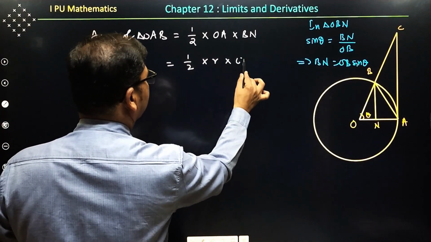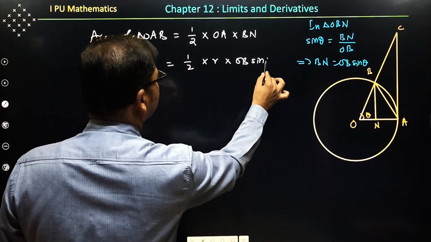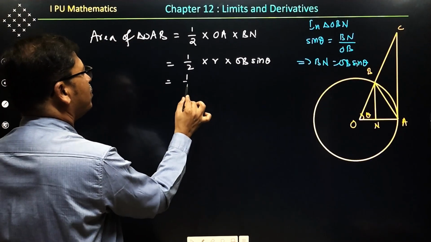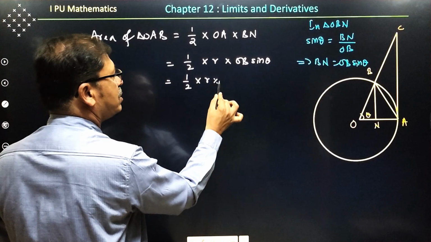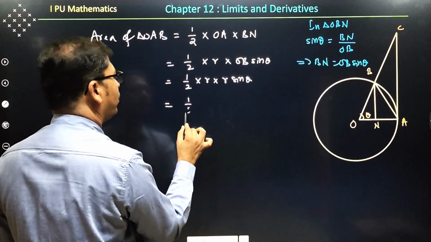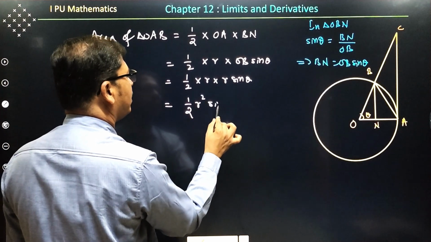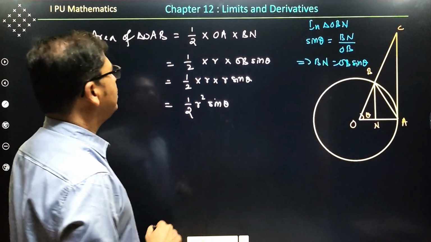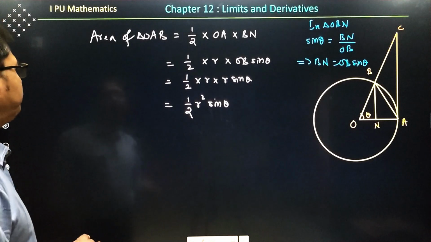BN is OB sine theta. Okay, OB into sine theta. Now once again you substitute the value of OB, which is also R, and then sine theta. So altogether what we will get here is 1 by 2 R square into sine theta. Okay, this is the area of triangle OAB.